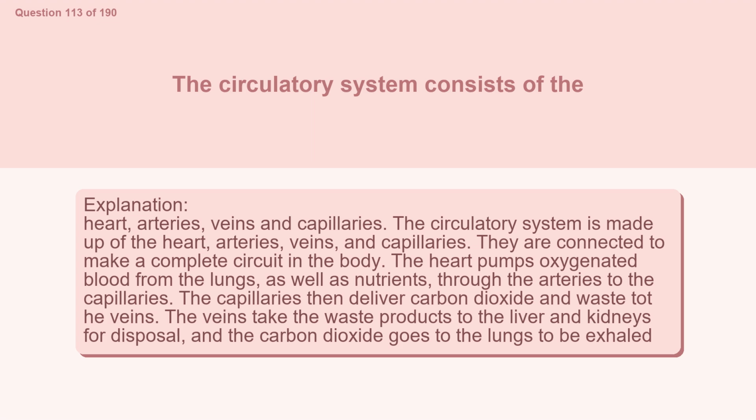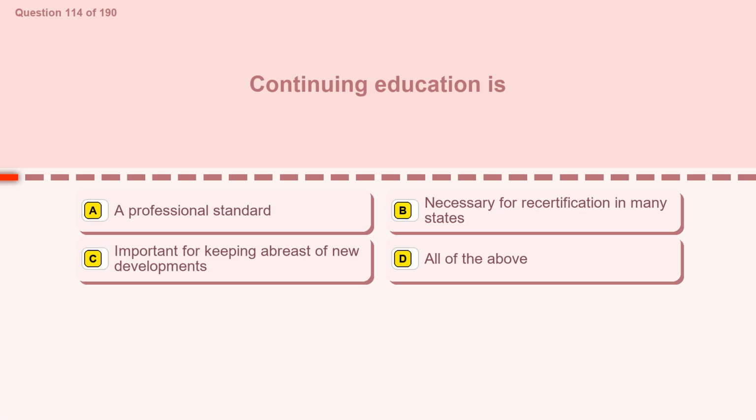The heart pumps oxygenated blood from the lungs, as well as nutrients, through the arteries to the capillaries. The capillaries then deliver carbon dioxide and waste to the veins. The veins take the waste products to the liver and kidneys for disposal, and the carbon dioxide goes to the lungs to be exhaled. Question 114.